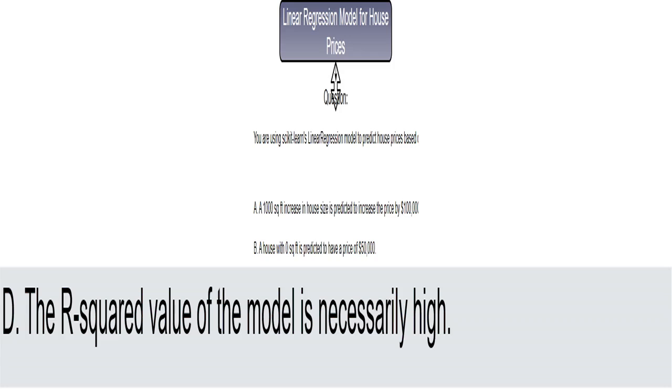This statement is false. The R-squared value measures how well the model fits the data. Just because we know the intercept and slope doesn't mean we know how well the model predicts real-world data. A high R-squared implies a good fit, but a low R-squared doesn't automatically mean the intercept and slope are wrong. It just means that the model isn't a very good representation of the house price data.